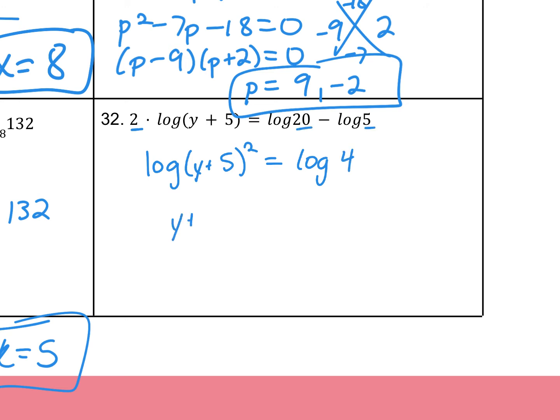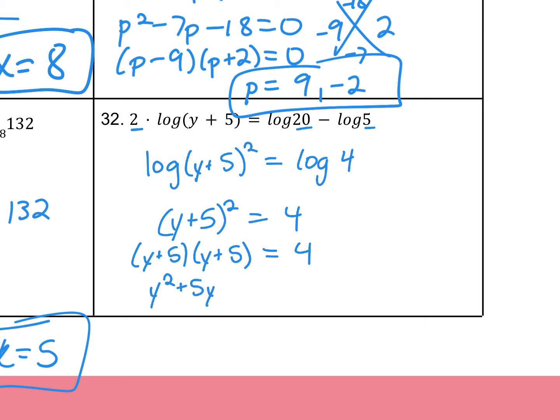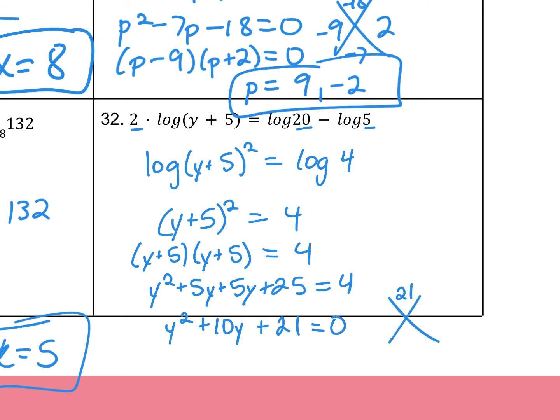Okay, so now I have this. I'll go ahead and FOIL out y plus 5, y plus 5. So y squared plus 5y plus 5y plus 25 equals 4. Combine like terms and subtract over that 4. X method. Okay, two things that multiply to 21, add to 10, 7 and 3. Y plus 7, y plus 3 equals 0.